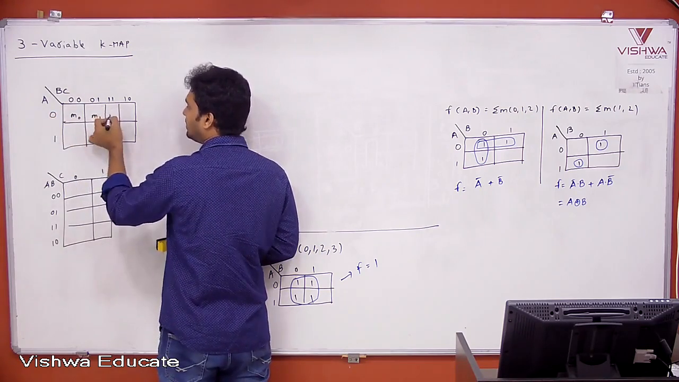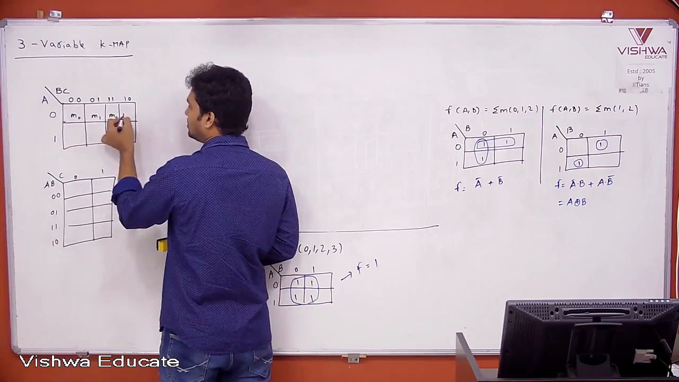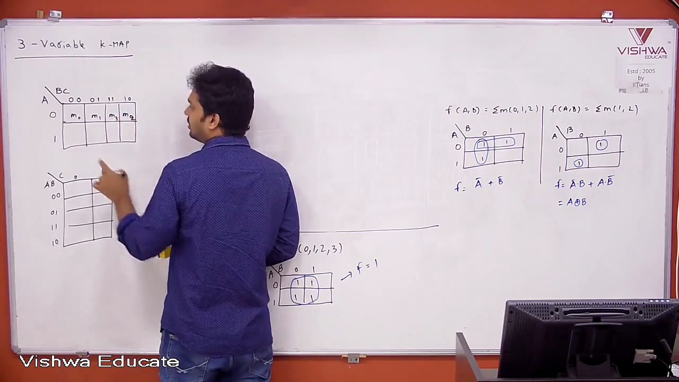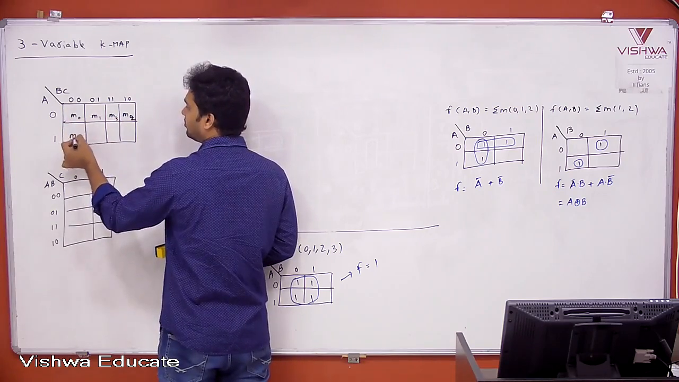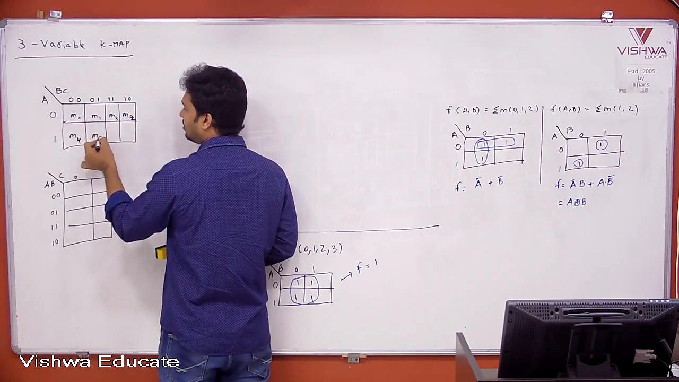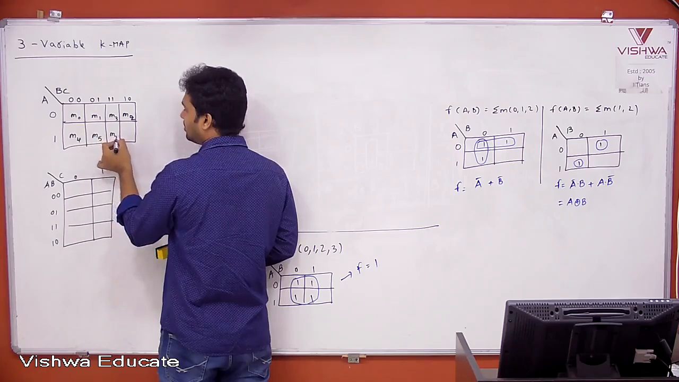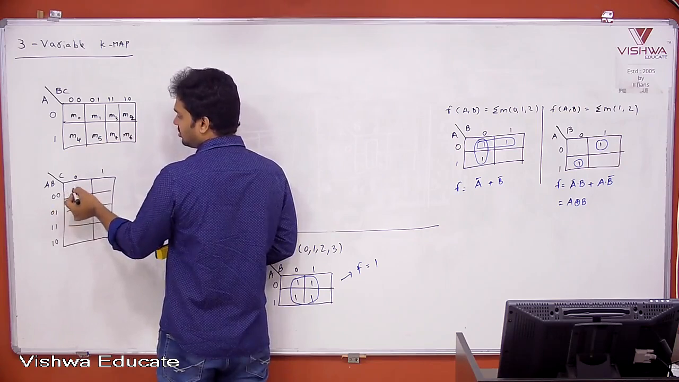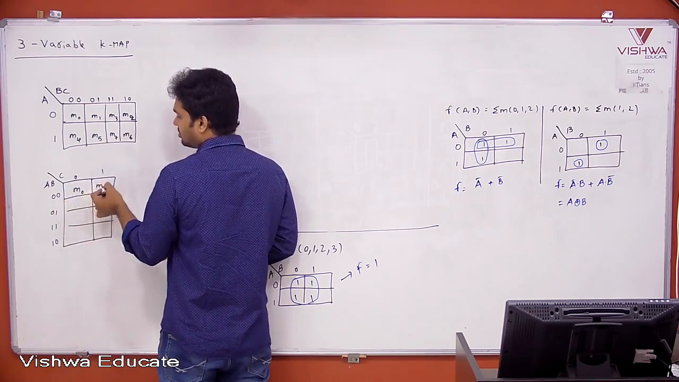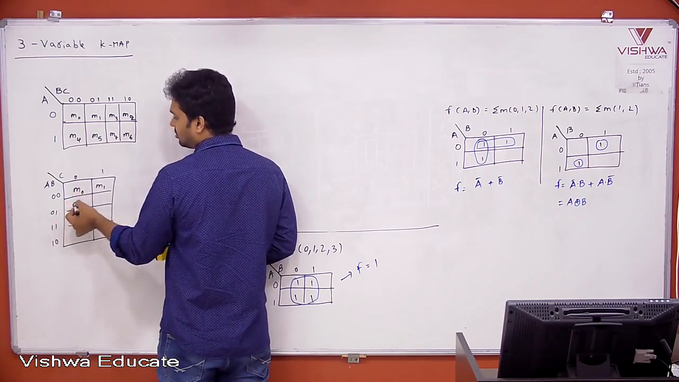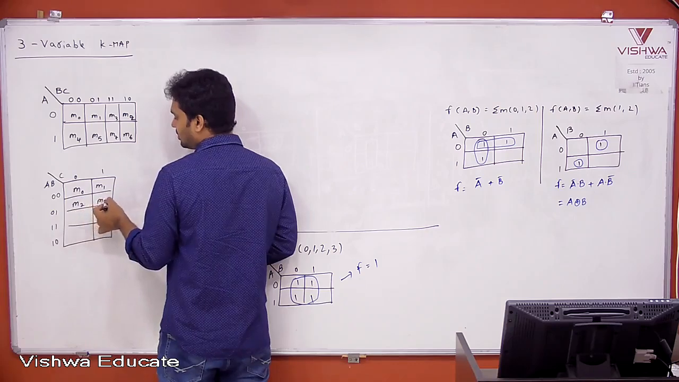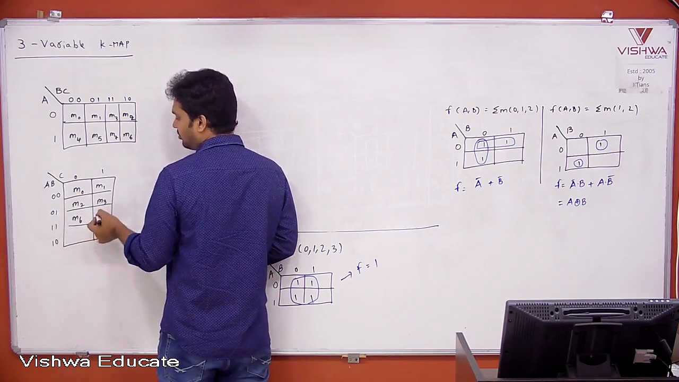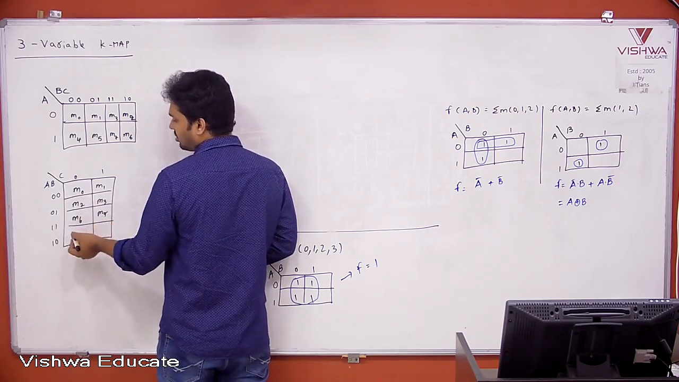0 1 1 means minterm 3. 0 1 0 means minterm 2. Here 1 0 0 means minterm 4. 1 0 1, 5. 1 1 1, 7. 1 1 0, 6. So 0 0 0, 0 0 1, 0 1 0, 0 1 1. 1 1 0 is 6. 1 1 1 is 7.